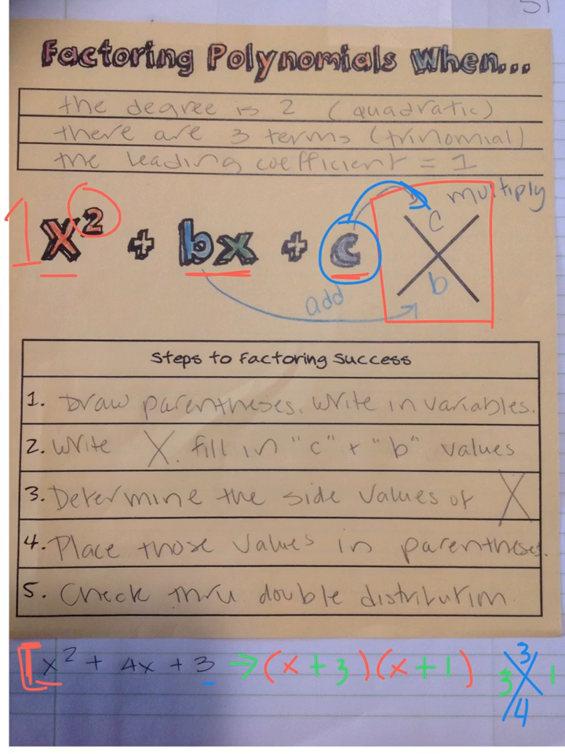And we can double check it through double distribution. X times x is x squared. X times 1 is 1x. We're finished with the x now. 3 times x is 3x. And 3 times 1 is 3. So you have 1x plus 3x is 4x, so yes. X plus 3, x plus 1 is the factored form for x squared plus 4x plus 3.